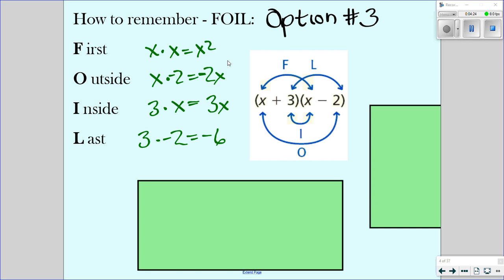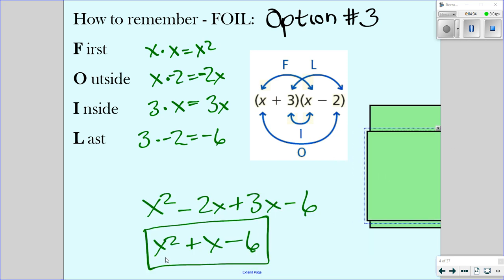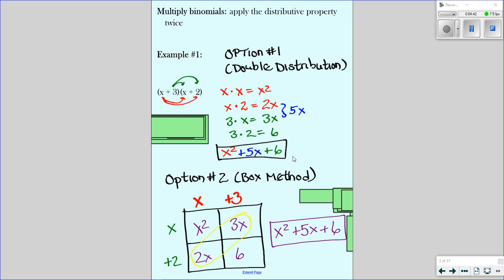And when you put it all together, this one will be combined. Negative 2x and 3x will give you 1x, or just x. And then you put it together, which will be x squared plus x minus 6. So I've just taught you 3 different ways to multiply binomials. I know the last one we did for the third option was different because it was x minus 2, but again, you could use double distribution, you could use the box method, or you could use FOIL, whichever is comfortable with you, whichever you like.